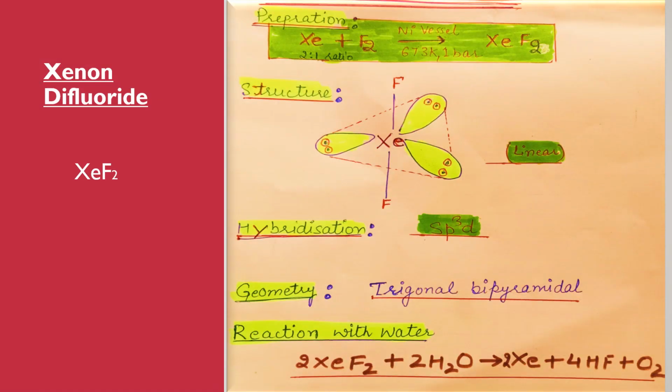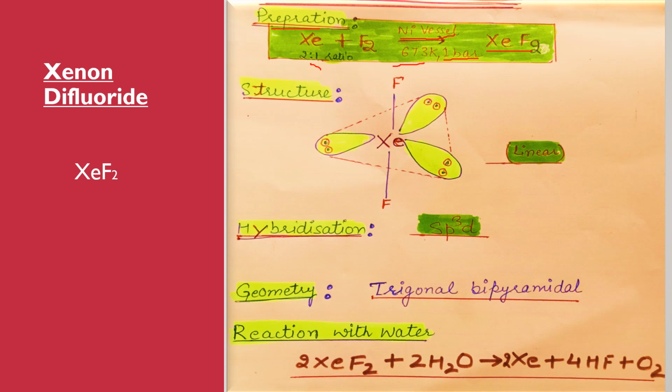So our first xenon compound is xenon difluoride. So how is xenon difluoride prepared? It is prepared by heating a mixture of xenon and fluorine in an equimolar ratio of 2:1 at 673 Kelvin temperature in a sealed nickel vessel at a pressure of 1 bar to give xenon difluoride.